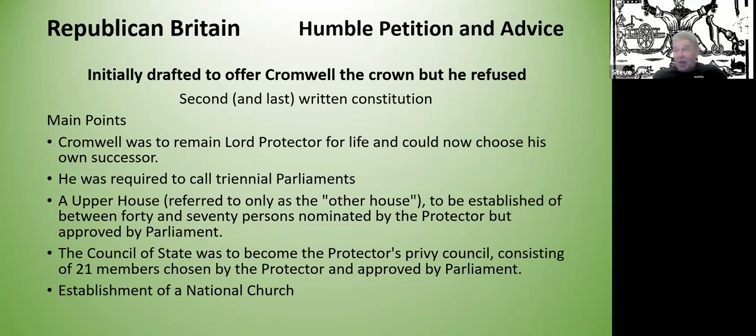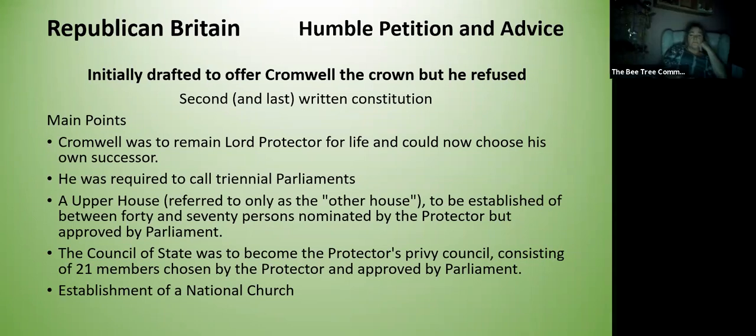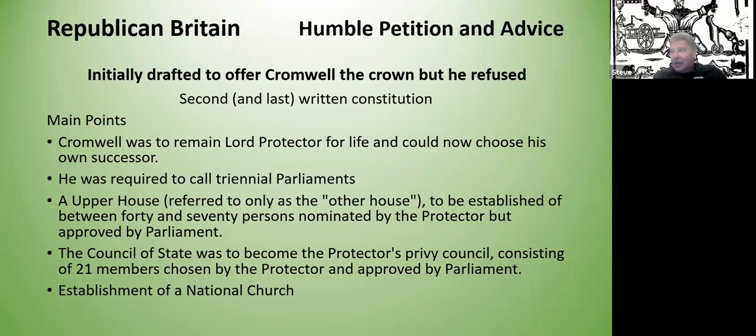The Humble Petition and Advice was an attempt, firstly, to offer Cromwell a crown, but also to move back to a traditional form of government after the army-led constitutional experiments. Cromwell, as I said, was offered the crown, but he refused it. He was offered the crown by Parliament because they saw it as a way of actually reining in his power, because his power would be defined by precedent. He actually had more power than any ruler at the moment, any monarch.